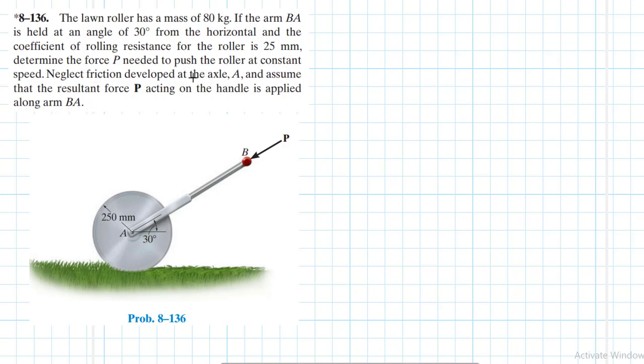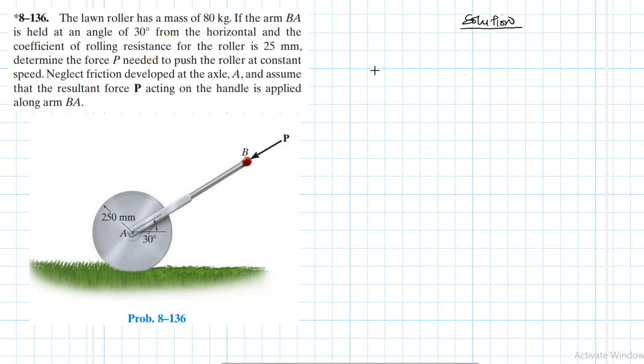Neglect friction developed at the axle, and assume that the resultant force P acting on the handle is applied along the arm BA. This problem is coming from the Engineering Mechanics Statics textbook, 13th edition by R.C. Hibbeler. Right, we are again dealing with rolling resistance, and we've been asked to determine the resultant force P.